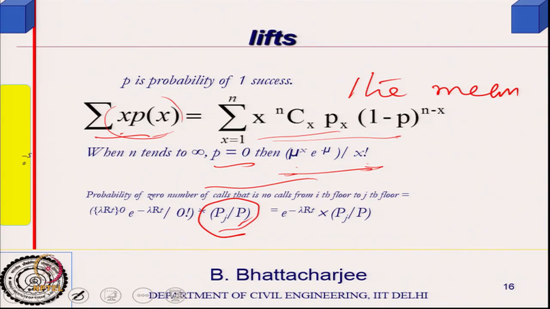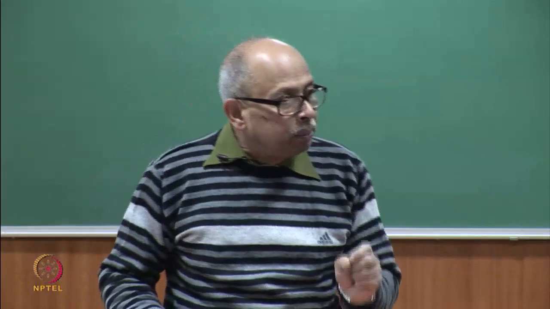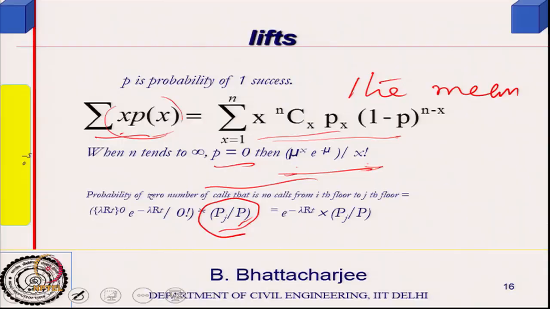probability of 0 number of calls, or no calls, from the ith floor to the jth floor, supposing somebody at the ith floor wants to go to the jth floor. So, the probability is basically the joint probability of finding 0 persons belonging to the jth floor who are making a call from the ith floor.